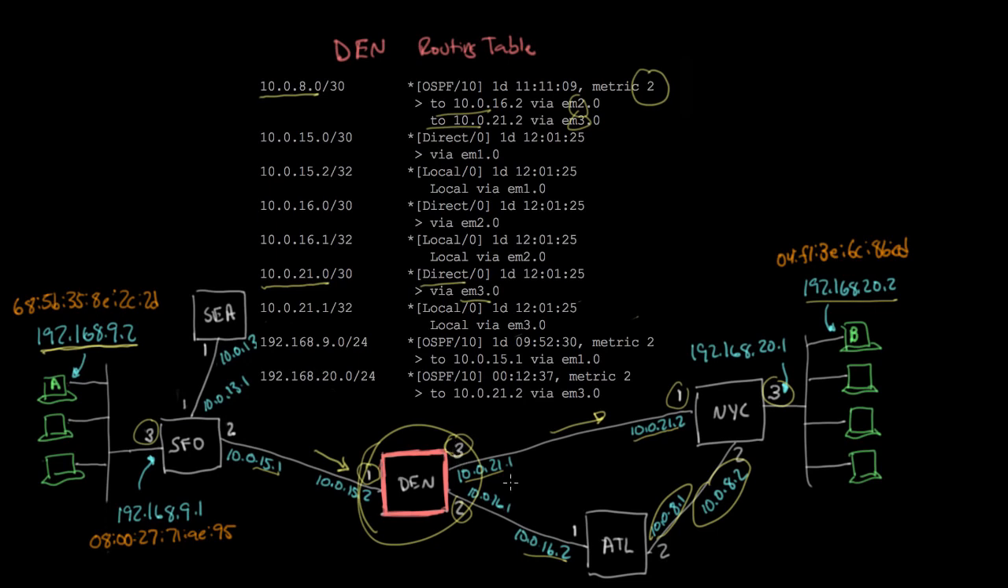So what it's saying is that to get over here to this network right here, we can either go this way or we can go this way. And either way, it's 2 hops. Either we're going through New York or we're going through Atlanta. Either way, it's the same distance. And so I think it's just interesting to see that there are 2 ways to get there. And in this particular instance, the router has chosen to prefer this route.